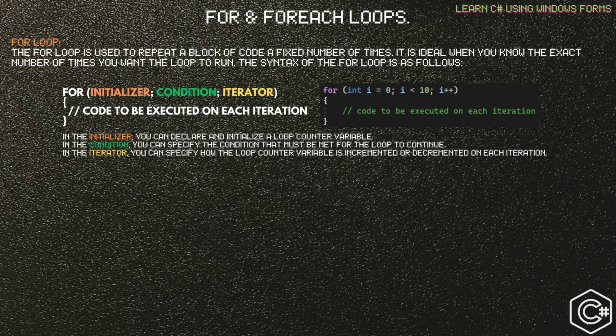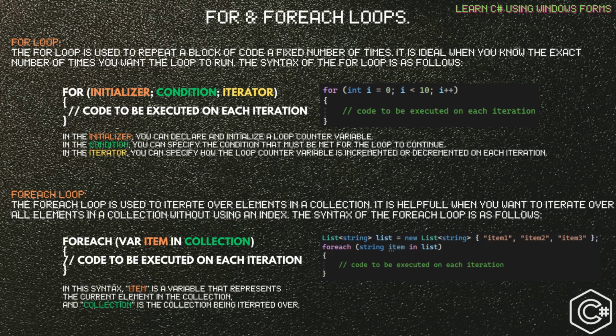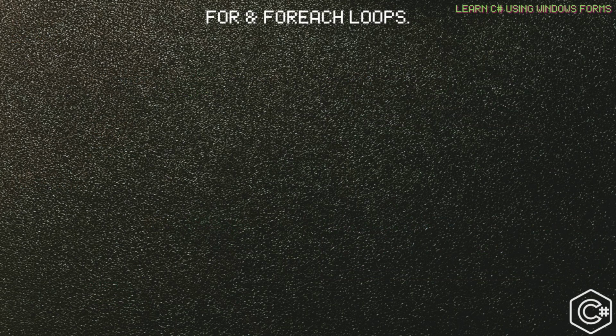For each loop. The for each loop is used to iterate over elements in a collection. It is helpful when you want to iterate over all elements in a collection without using an index. The syntax of the for each loop is as follows. In this syntax, item is a variable that represents the current element in the collection, and collection is the collection being iterated over.